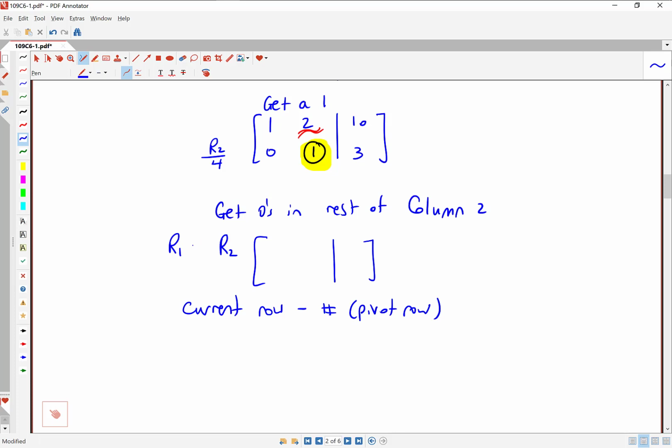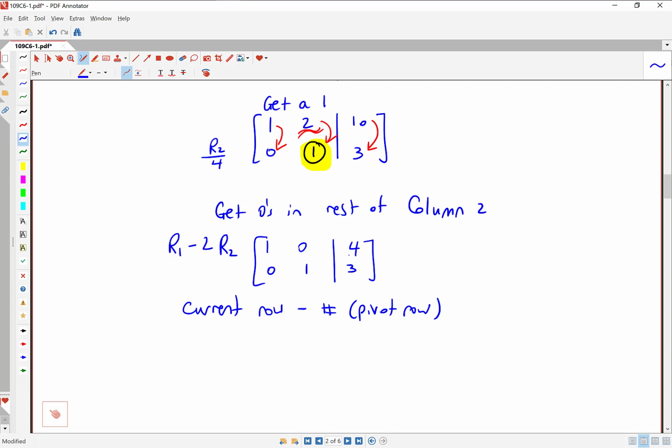The number that we're trying to turn into a 0 is a 2, so we're going to go row 1 minus 2 row 2. In general, current row minus the number times the pivot row. So let's try this operation all the way across our matrix. Row 1 minus 2 row 2, just looking back at our previous step to look at our numbers. 1 minus 0 is 1, 2 minus 2 is 0, and then 10 minus 6 is 4. So that's how we get our top row there. And we can recopy our bottom row because nothing's changing there.